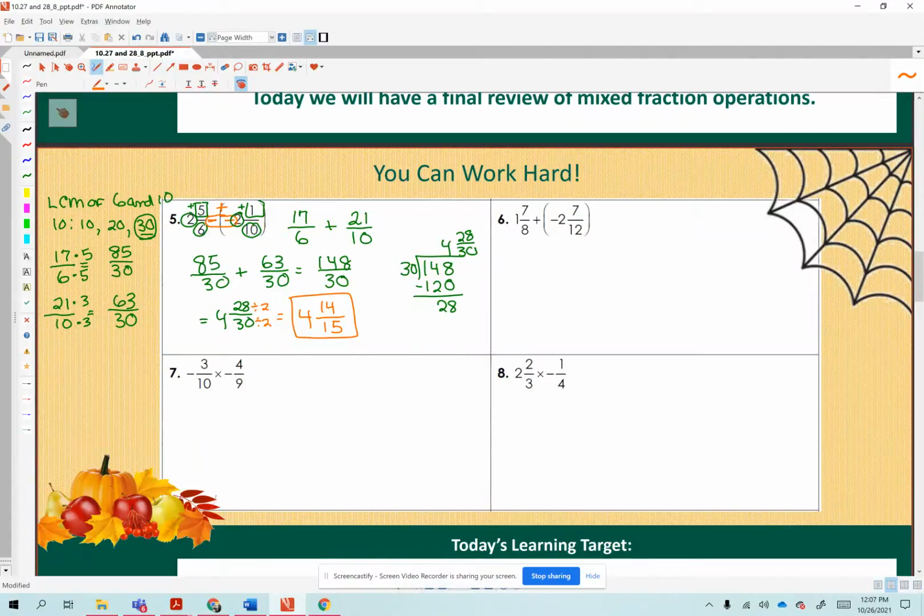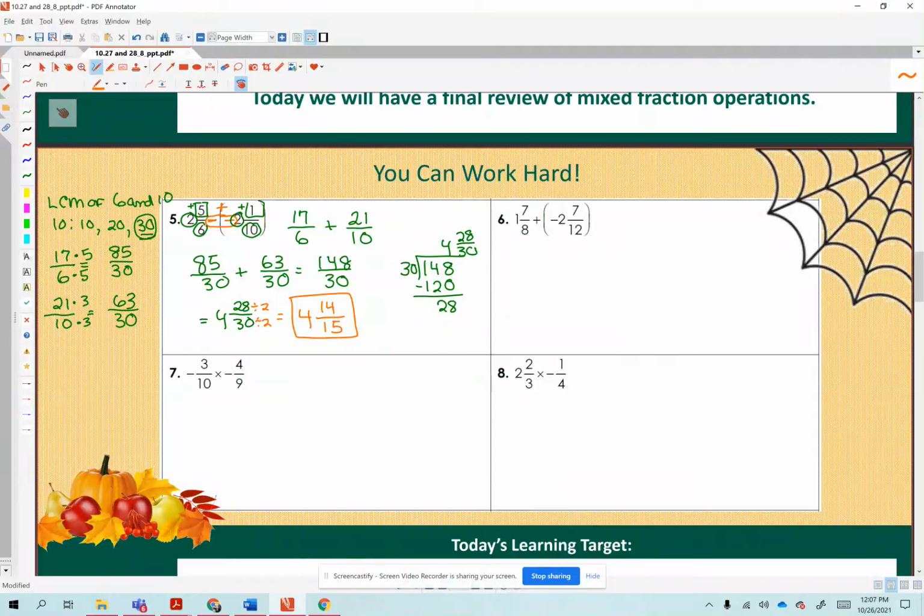So how did you do with that? So I'm hoping that if you're working on your computers, you will pause and try number 6 on your own. You should be trying these on your own and then check your work with me to see how you've done.